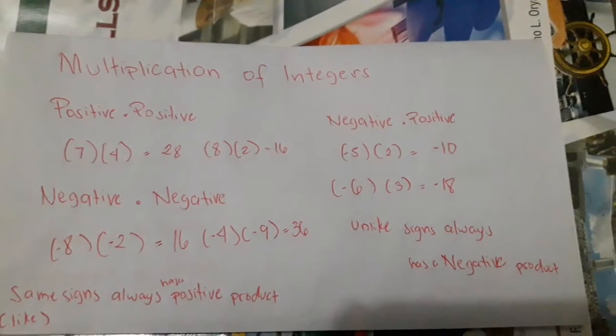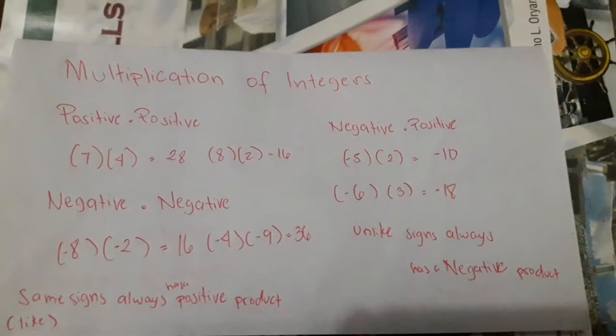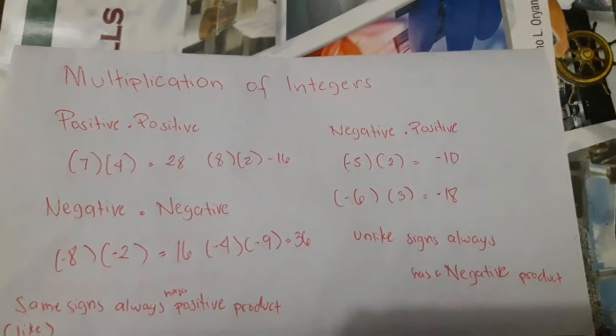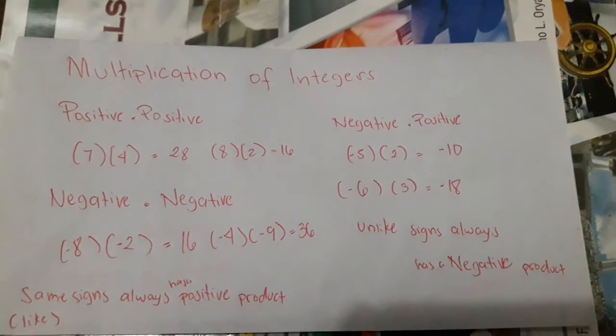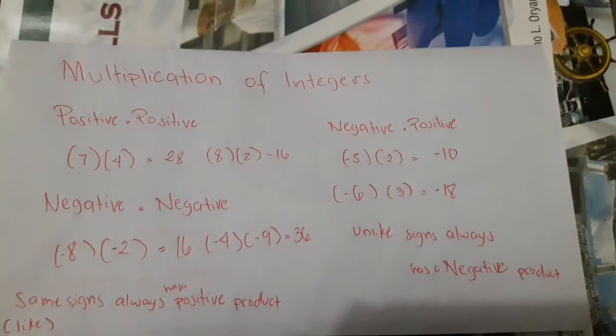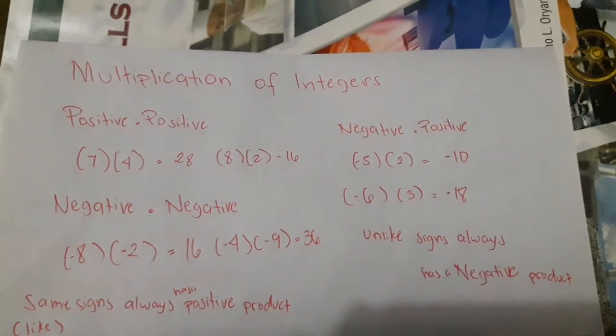Negative times positive. Negative 5 times 2 equals negative 10. Negative 6 times 3 equals negative 18. Unlike signs always have a negative product.